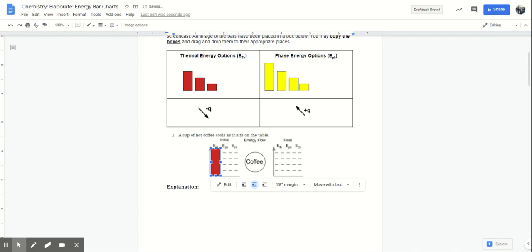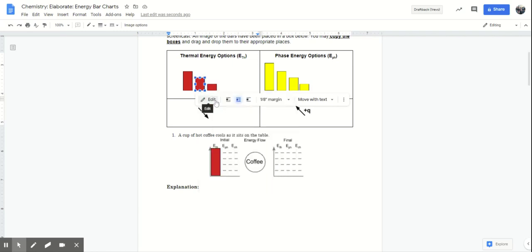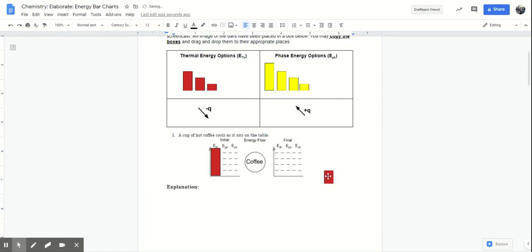Okay, and so I'm showing that I have hot coffee and it sits on the table, and what's going to end up happening? It's cooling to room temperature. So then I'm going to take my room temperature, which is 3. I'm going to make a copy of that, and I'm going to paste that down here. I'm going to move that to my thermal energy afterwards. So that's showing that my thermal energy went from high and went to low.